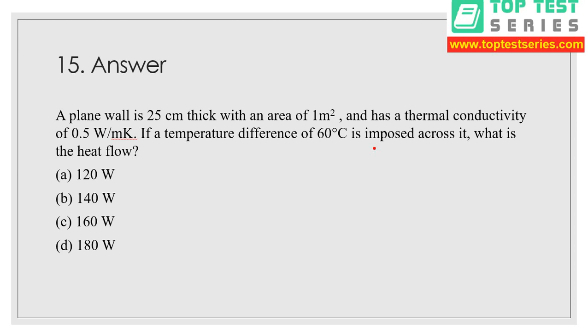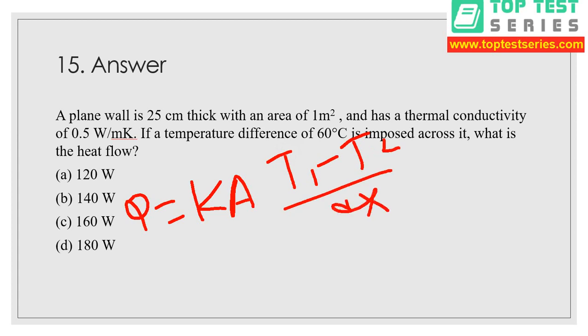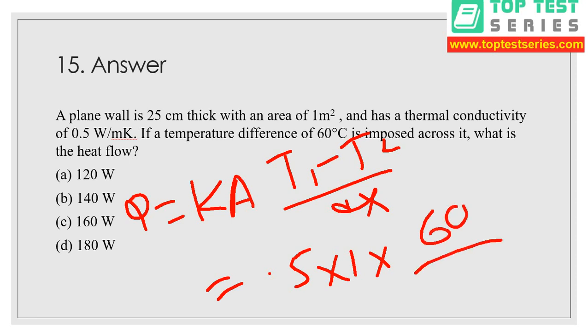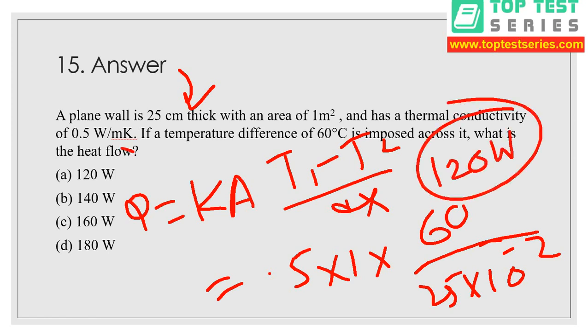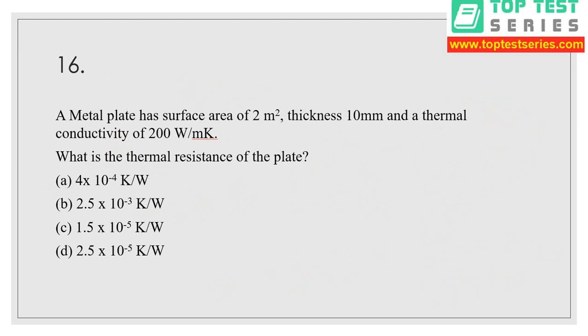We have to find out what, my dear? Q is equal to KA (T1 minus T2) by dx. What is K, my dear? It is 0.5, A is 1, temperature difference 60, and dx we have given, that is 25 multiple 10 to the power minus 2, because it is given in centimeter. All right, so let's solve this. 0.5 multiple 60, that is 30, division 25 multiple 10 to the power minus 2, so it is 120 watt. Therefore option A is the correct answer for this question.